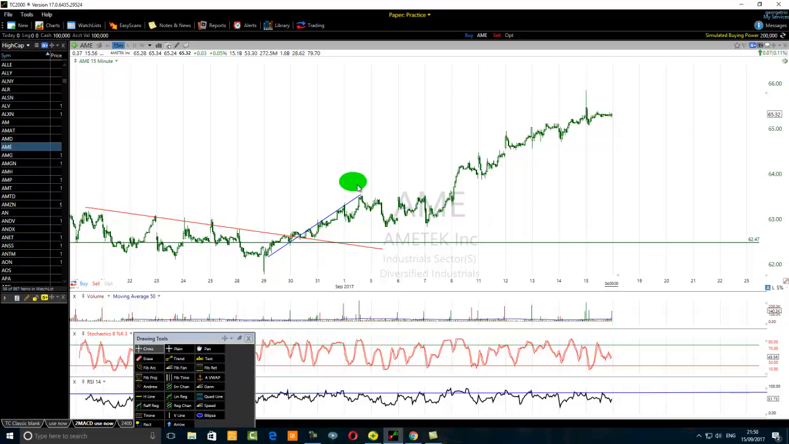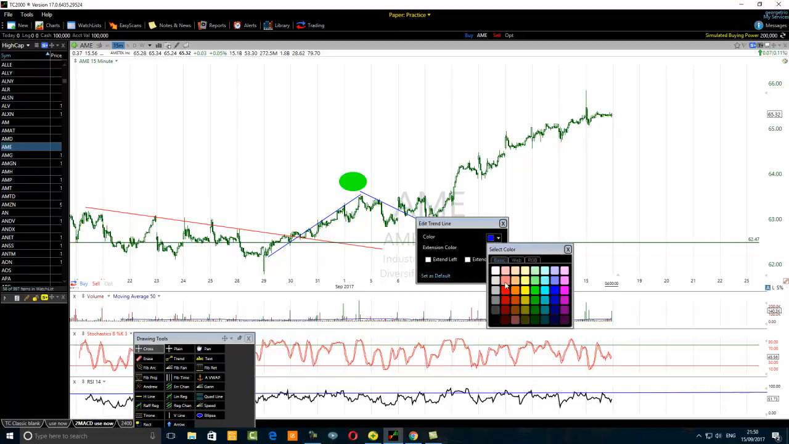Because you are calling this one the first one. Now, if this is an impulse wave, then you will expect a correction. In normal correction, we expect a minimum correction. Here, it happened to be a minimum correction. All right, what can you deduct from that?